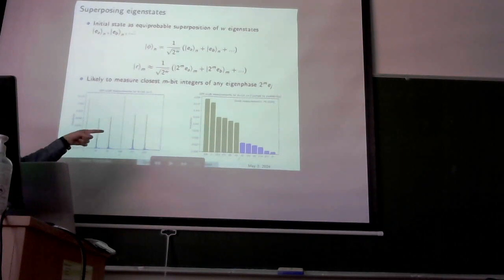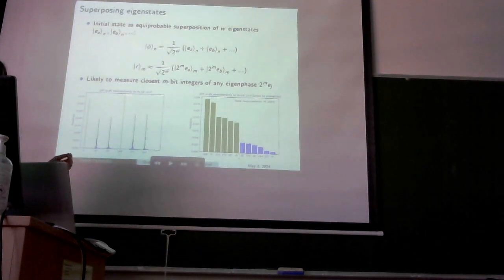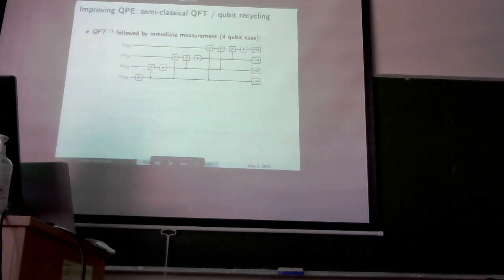In particular, these two plots are from applying the quantum phase estimation to Shor's algorithm, which I'm going to discuss later. And again, this is the idea: the most likely values to measure are the closest integers to something from which we can extract the phase. This is the idea of quantum phase estimation. However, we can improve on this, because we can make improvements on the QFT or on the inverse QFT.